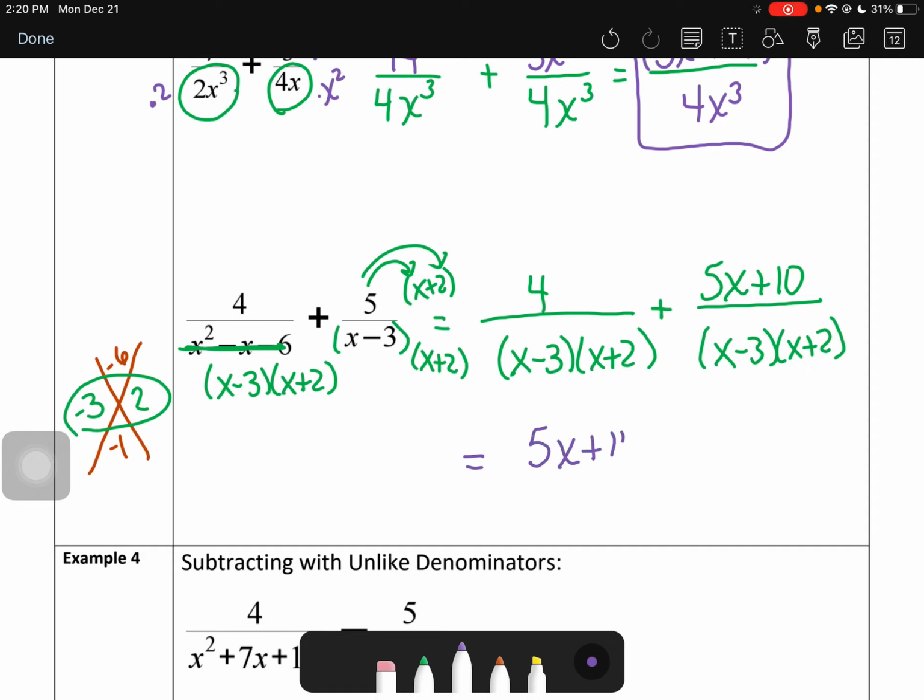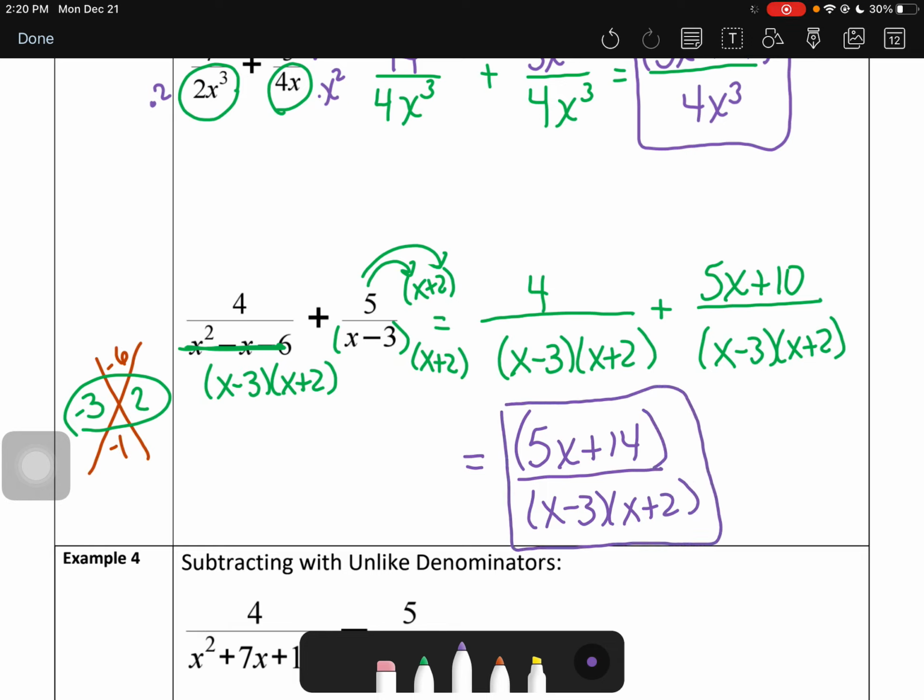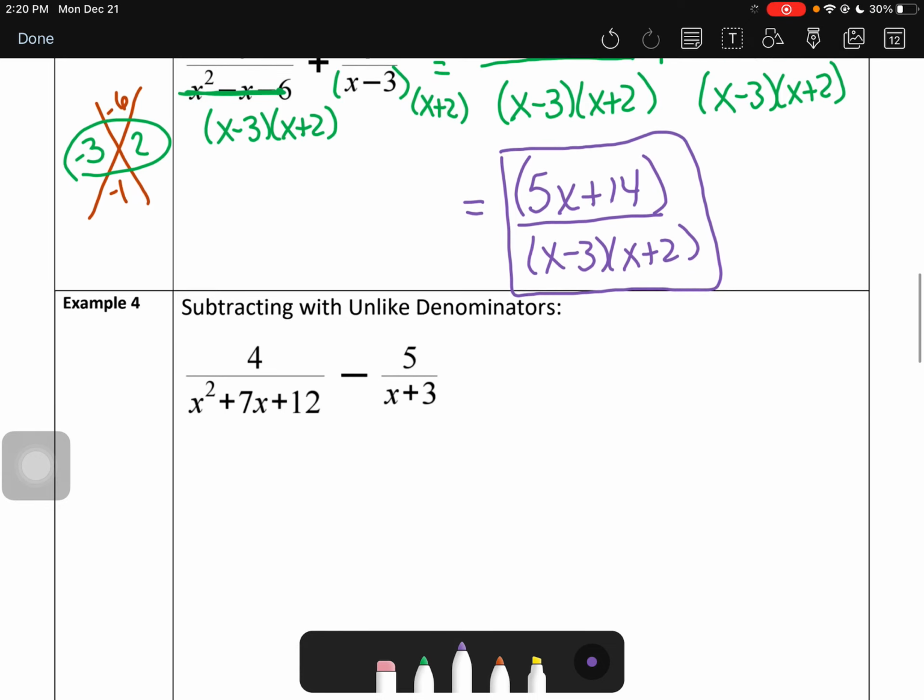We'd have 5x plus 14 as our numerator, and we'd have x minus 3 and x plus 2 as our denominator. And knowing that I cannot take out any greatest common factor for 5x plus 14, that would be our final answer.